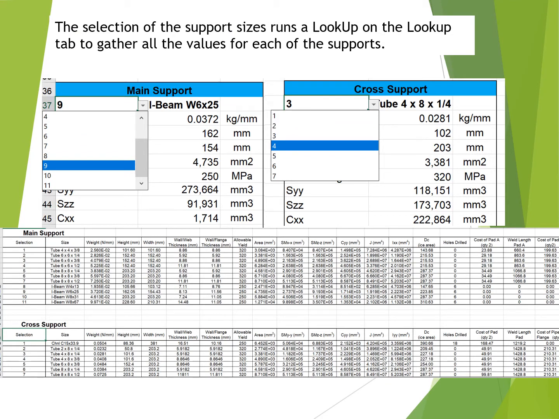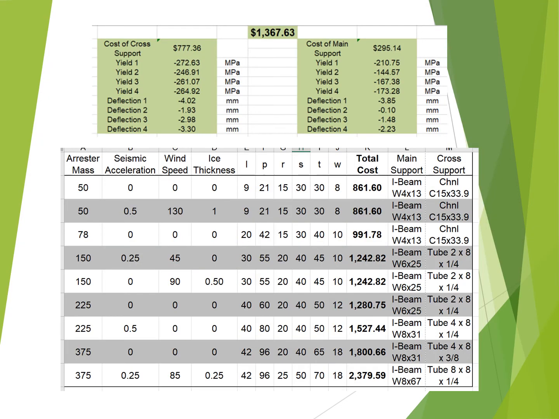Although it is selected as an evolutionary optimizer, based on the small options we have to choose from, it really runs as more of a brute force calculation, checking each of these and figuring out which is the lowest cost. As it changes each one of these, it calls a lookup table from a different page on the Excel that grabs all the values needed to check the loading and calculate the deflections and the yields. Any of the combinations that pass are then considered, and the lowest cost option is output.